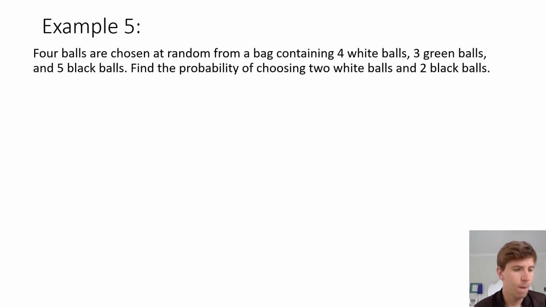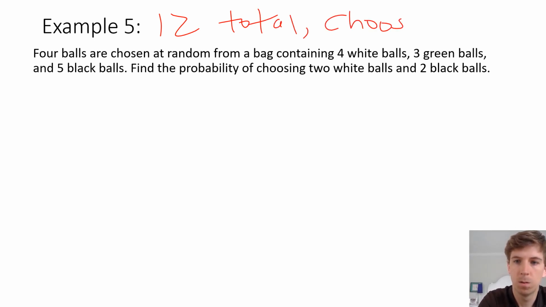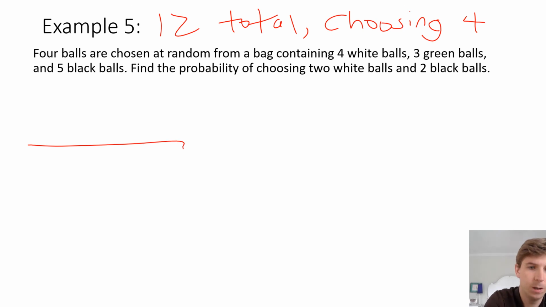All right, great. So this is going to be very actually similar to the card thing. We know we have, what, 4 plus 3 plus 5. So we have 12 total. And we're choosing 4. Okay, so that means our denominator is just going to be 12 choose 4. All right, it's the total number of ways to choose 4 balls from this bag.